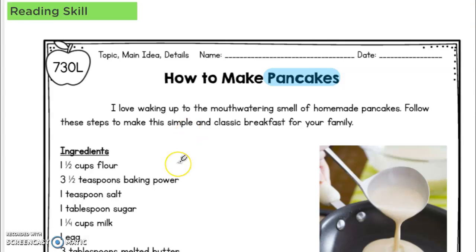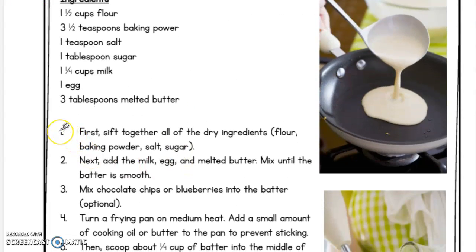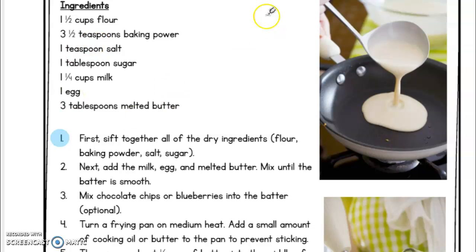Now remember, details tell us about the main idea. So we can ask ourselves, how do you make pancakes? We can go back and find one of those details. I can look at maybe the first step. That is a detail on how to make pancakes. Or actually any of these steps or any of the ingredients. So we'll use the first step. Go ahead and type this along with me.